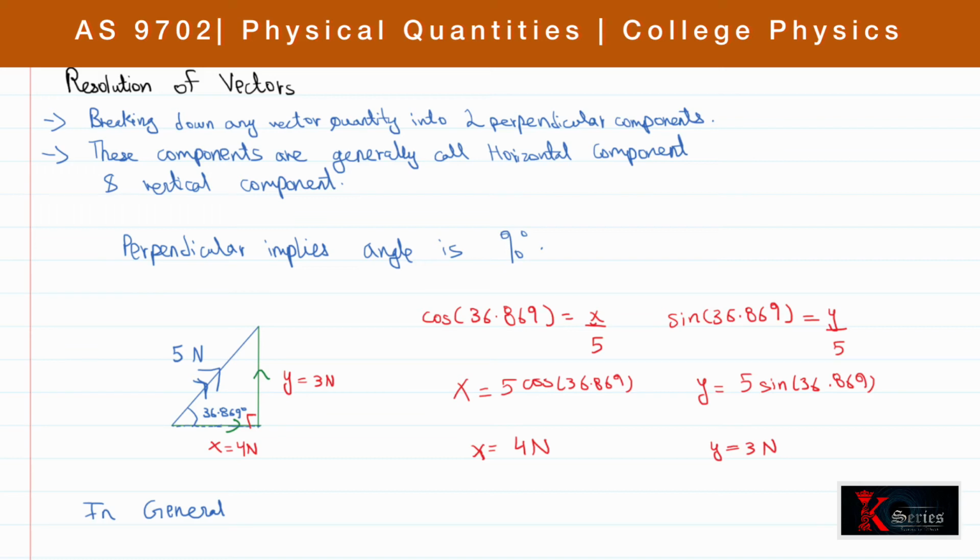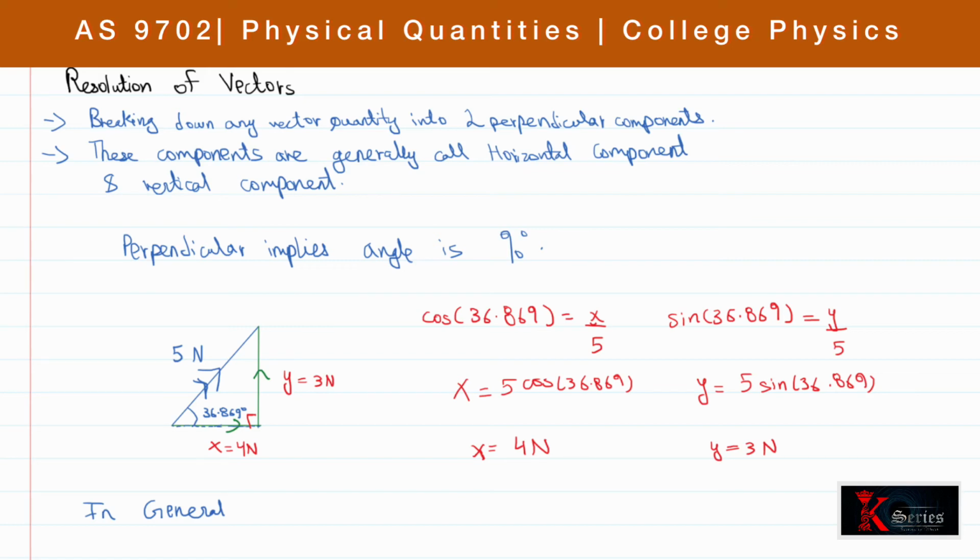So when we are resolving it into the horizontal component, we know that cos is equal to adjacent upon hypotenuse. So adjacent here is x, which would be unknown initially, and the hypotenuse is 5. So we take cos 36.869 is equal to x upon 5, and in this way we're able to find x by multiplying 5 by cos of 36.869. So x will be equal to 4 Newton.